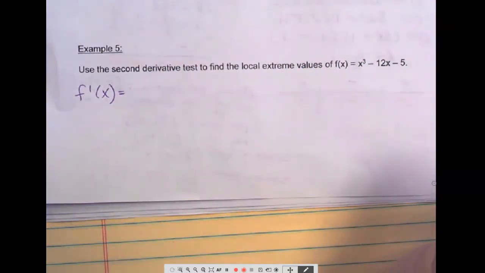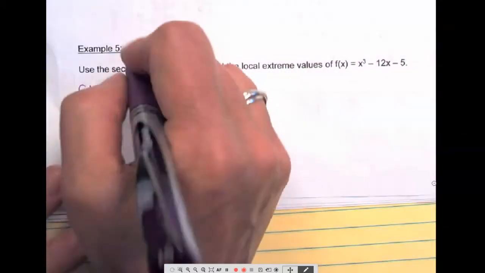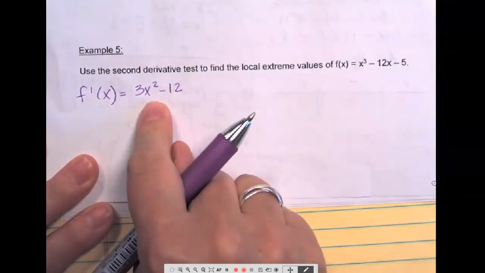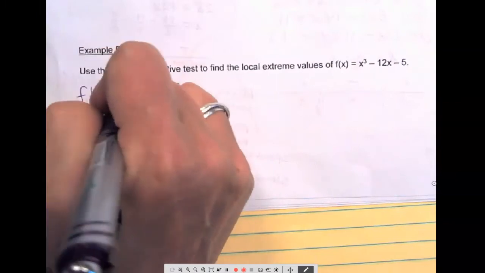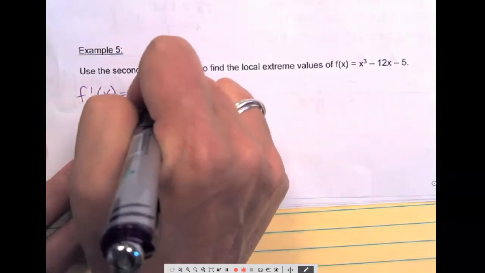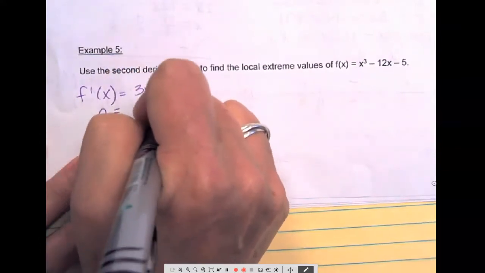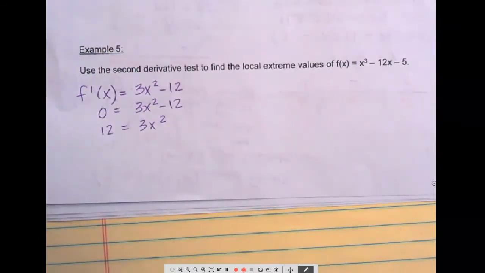Okay, first derivative is 3x squared minus 12. That is never undefined, but it will equal 0. Okay, move the 12 over and I have 12 equals 3x squared. Why did I move the 12 over and not leave it equal to 0? I have no idea what you're doing. Unless you're going to divide by 3.